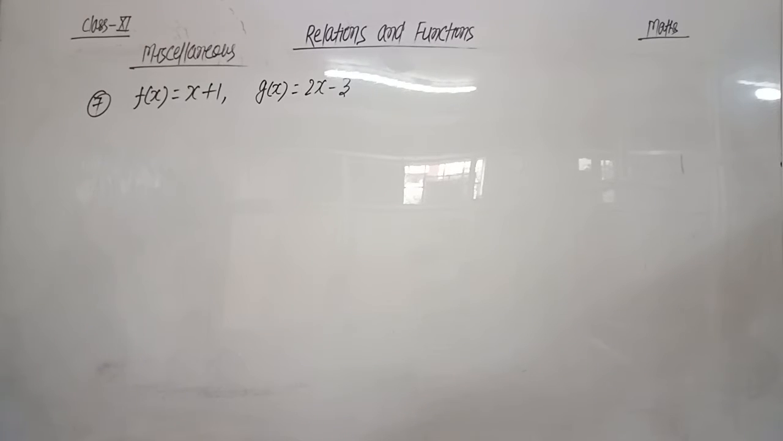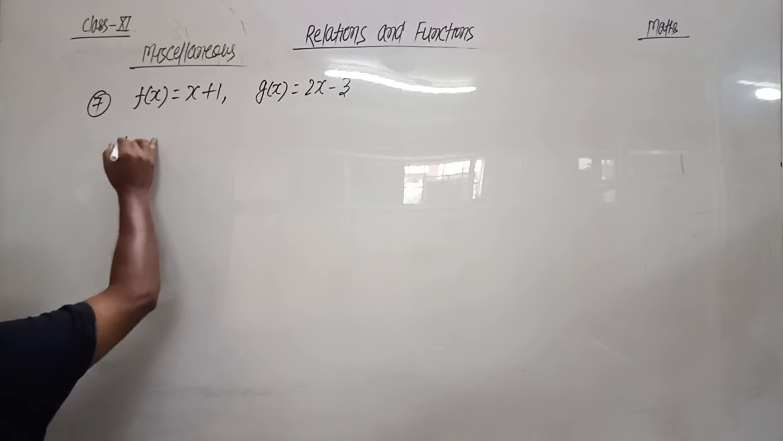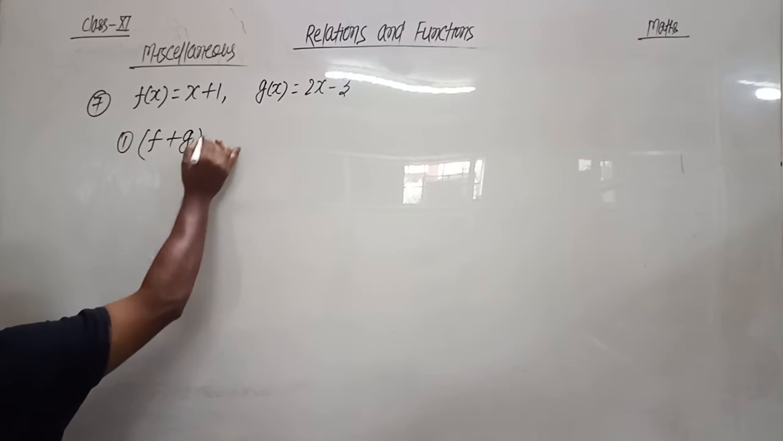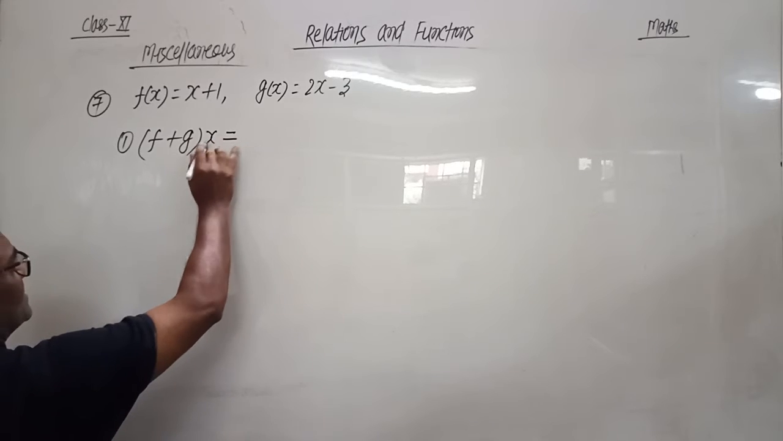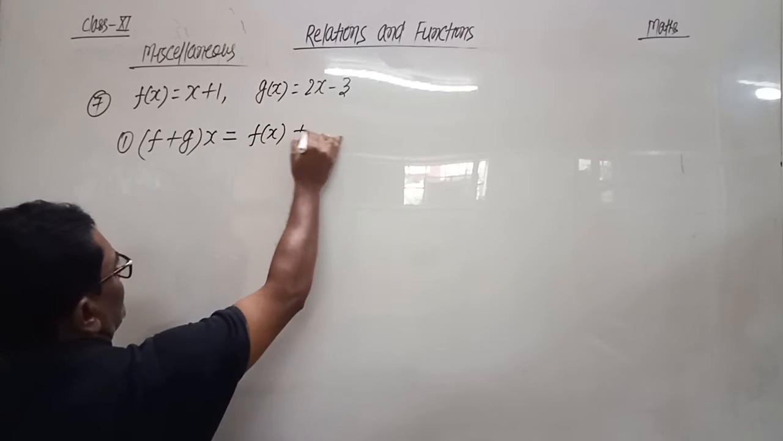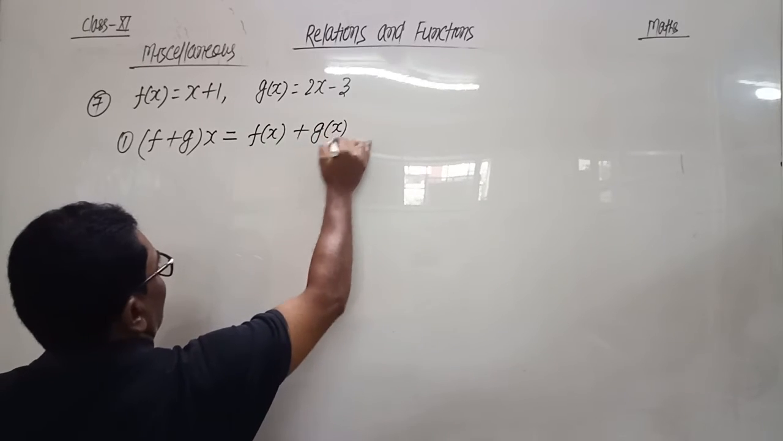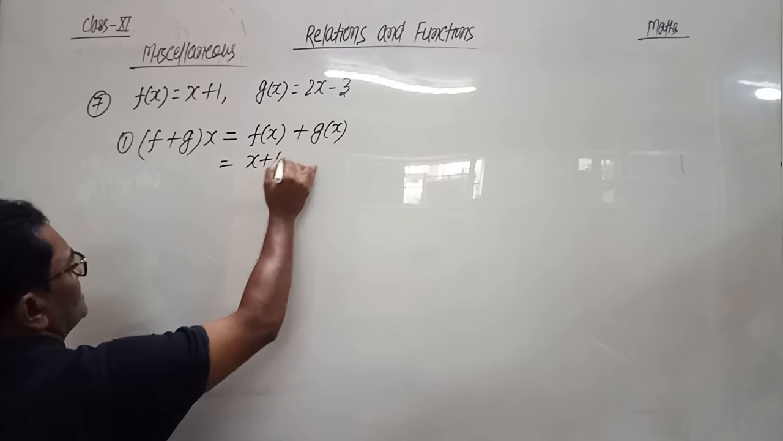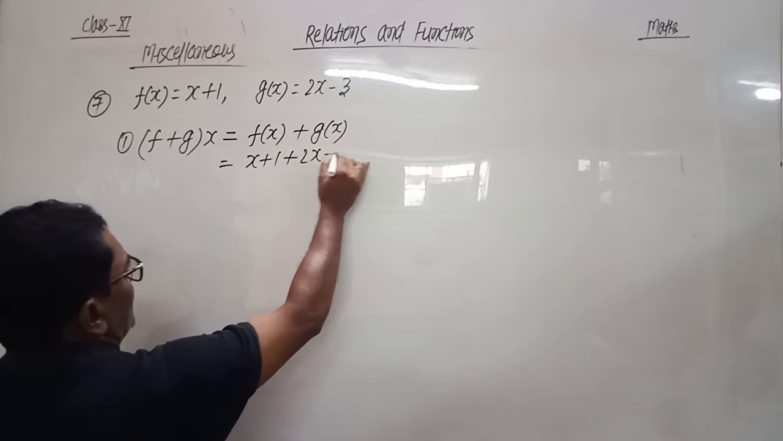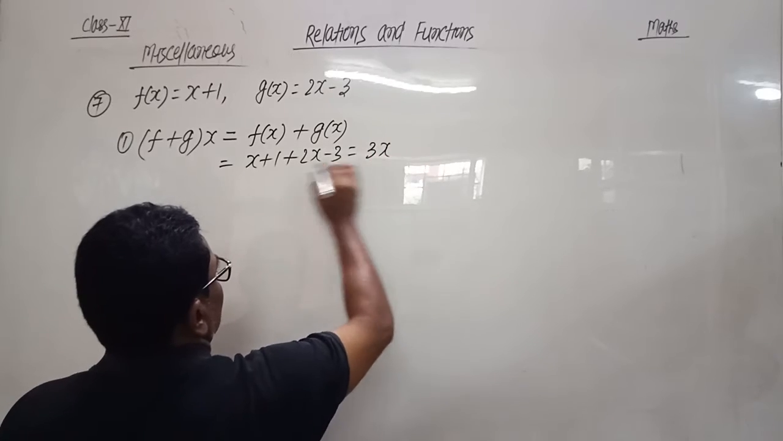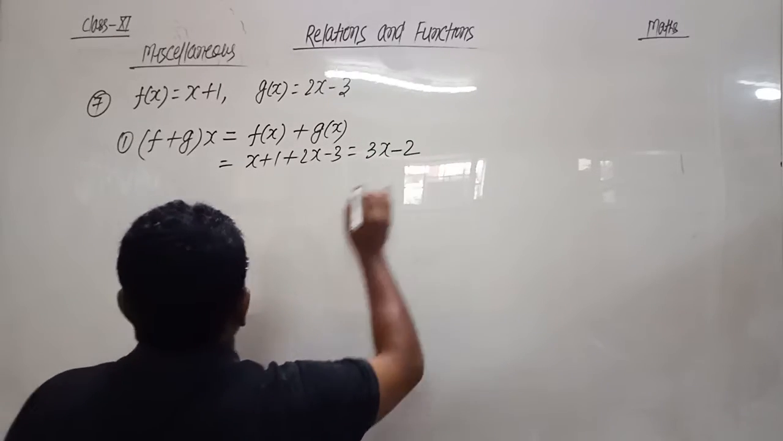Then we have to calculate f plus g. (f plus g)(x), we put in brackets and here we write x. Then we remove the bracket, so it becomes f(x) plus g(x). And put the values of f(x) and g(x): f(x) is x plus 1 and g(x) is 2x minus 3. This becomes x plus 2x, 3x, and 1 minus 3, minus 2.